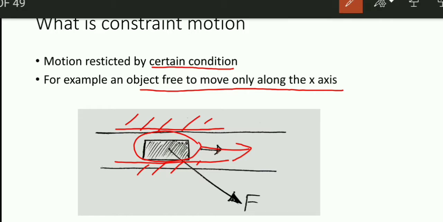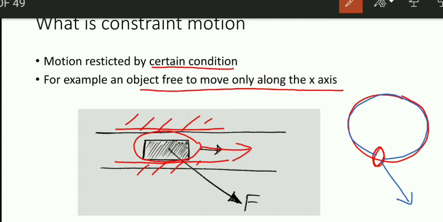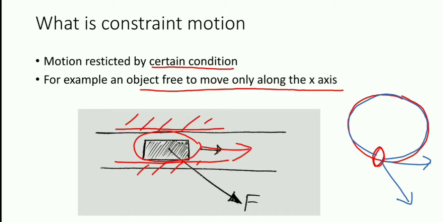Or say we have a circular ring and we have a bead around it. No matter in whichever direction I am applying the force, the bead is only free to move along the circumference of the circle. Whether we put the force this side or anywhere. So this is called constraint motion. That means there is a constraint which is restricting the motion.